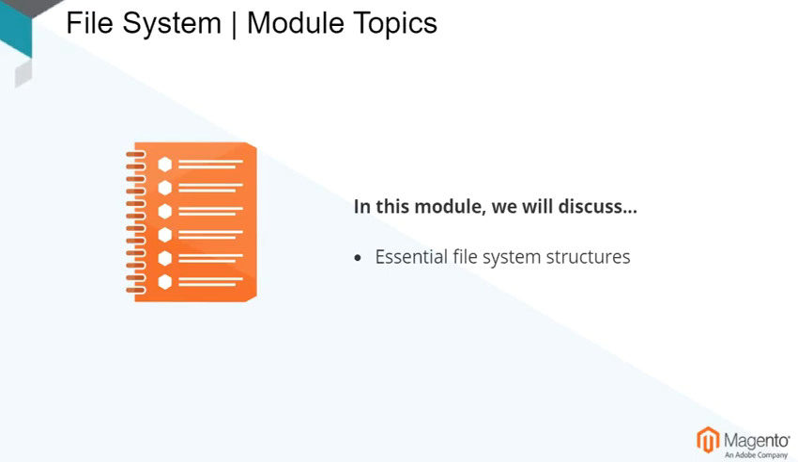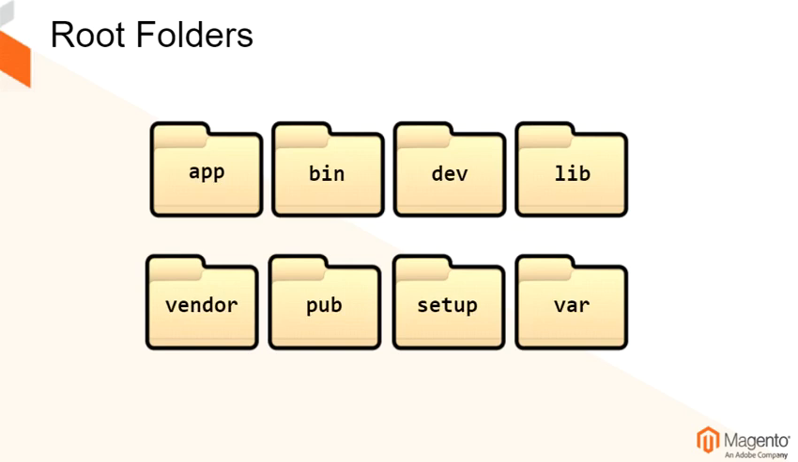Let's look at the Magento 2 file system. This module will discuss the file system structure within Magento 2 and where critical files are located. Here are Magento 2's 8 root folders.